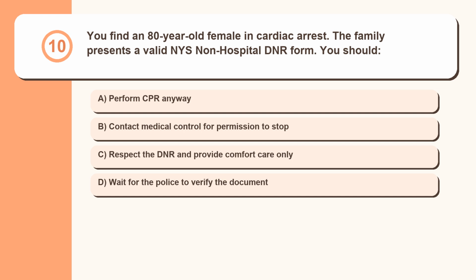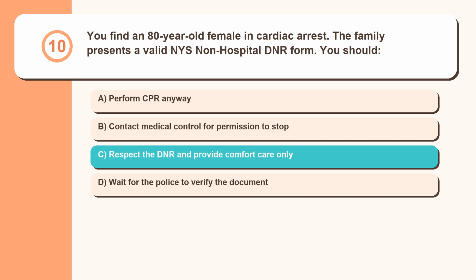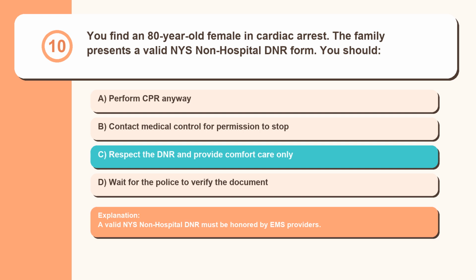Question 10. You find an 80-year-old female in cardiac arrest. The family presents a valid NICE non-hospital DNR form. You should perform CPR anyway. Contact medical control for permission to stop. Respect the DNR and provide comfort care only. Wait for the police to verify the document. A valid NICE non-hospital DNR must be honored by EMS providers.